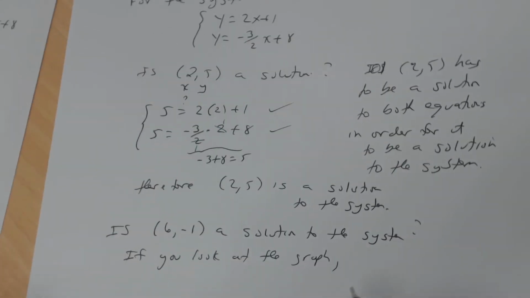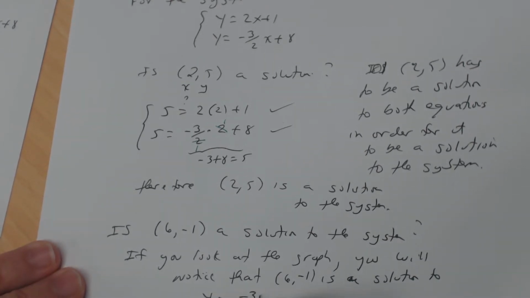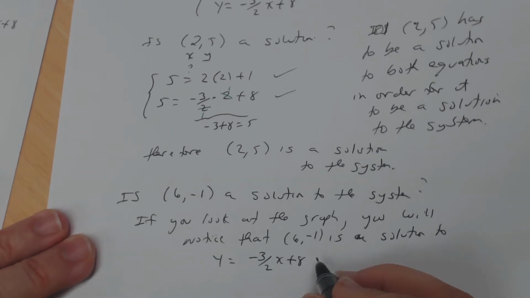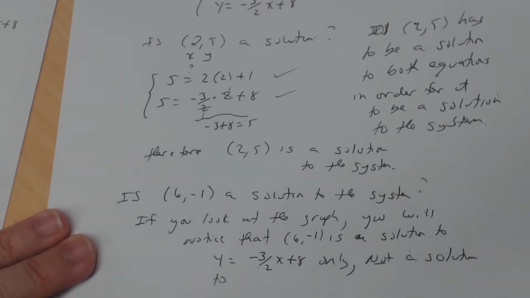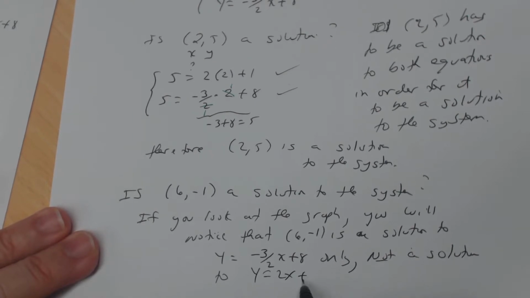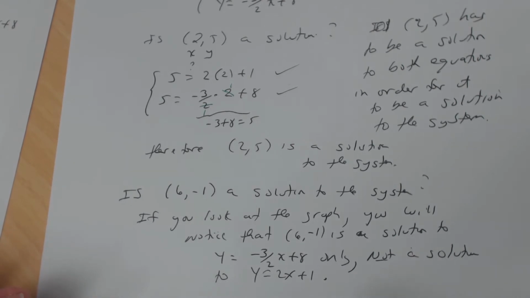Okay? So if you look at the equation, you'll notice that (6, negative 1) is a solution to y equals negative 3 halves x plus 8 only, not a solution to y equals 2x plus 1. Alright, so therefore it's not a solution to the system.